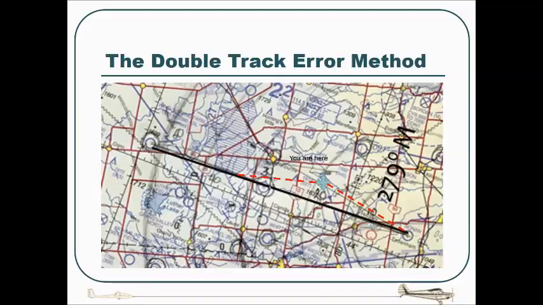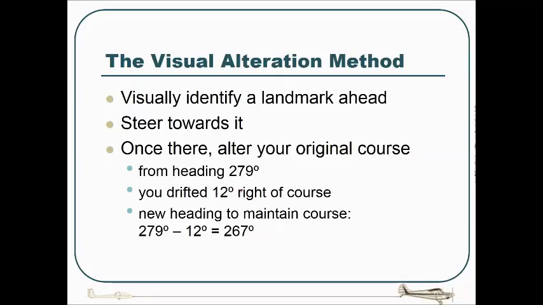Now, I might use this airfield here as my visual reference. I use whatever visual reference I can find along the way to get myself back onto that course line. And that visual reference may be, you know, maybe up here or something, whatever that looks like. The key here to this one is that you need to alter your course to compensate for the drift once you have regained your path.